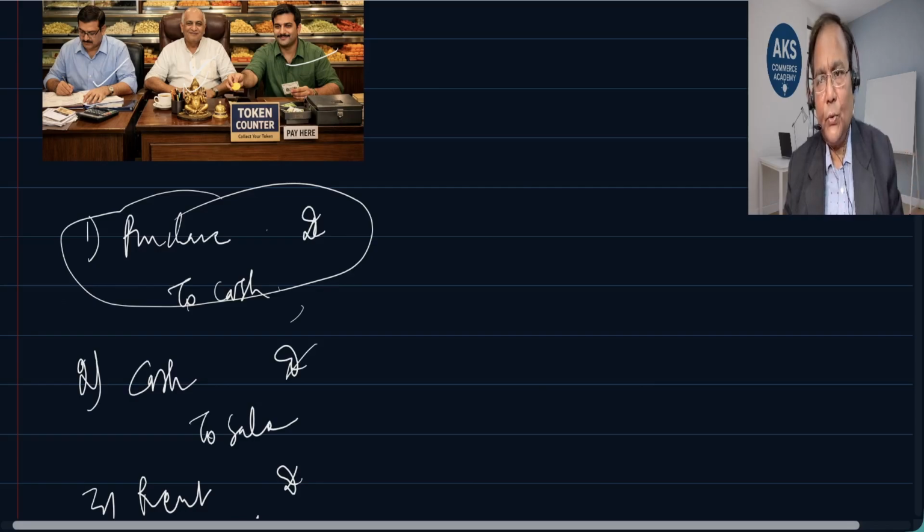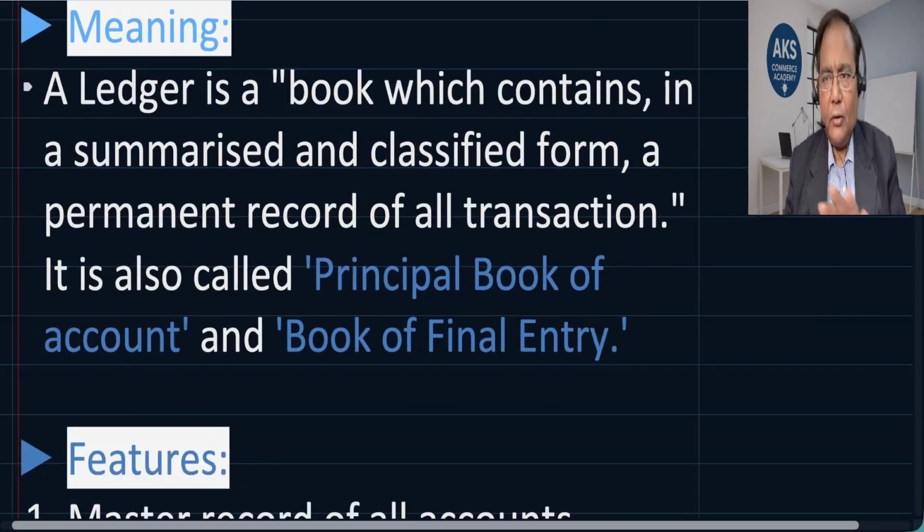Instead of doing so, we can prepare a ledger. At a glance, we can very easily find out the balance of a particular account. Similarly, it may be cash balance, it may be sales, it may be total salary paid, it may be rent paid, a number of them. So having understood this premise, we will see the meaning and subsequent features and related aspects.